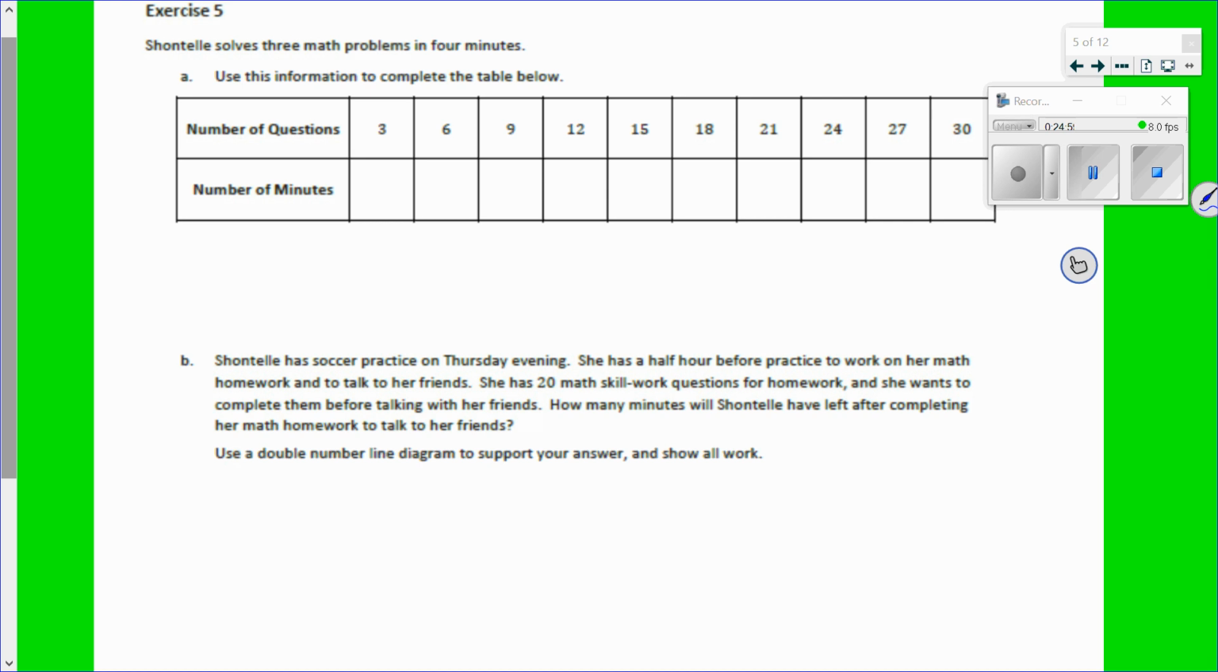Let's look. Chantel solves 3 math problems in 4 minutes. All right. Let's look at the table, the chart. Where do we start? How do we fill it in? Nobody knows. Avery's the only one that knows. Avery.